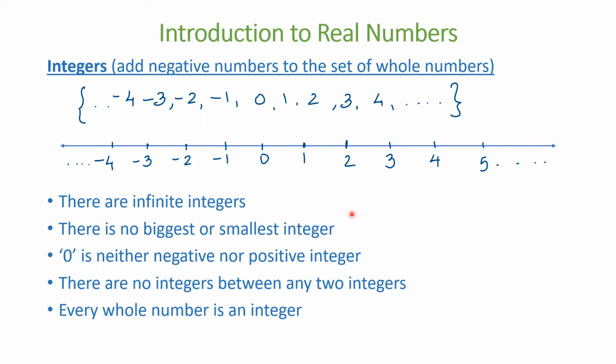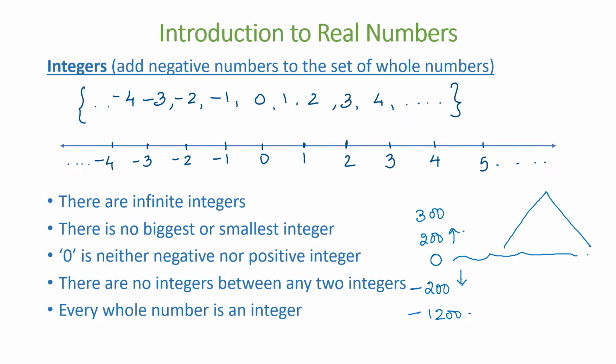What was the necessity for having negative numbers? In order to understand that, suppose that this is the sea and you have a mountain over there. If I consider the sea level as 0, anything above the sea level is considered positive. That is, you can have 200 feet above the sea level or 300 feet above the sea level, and in the same way I can have 200 feet below the sea level, which on the number line is represented as minus 200, or I can have minus 1200 and so on.